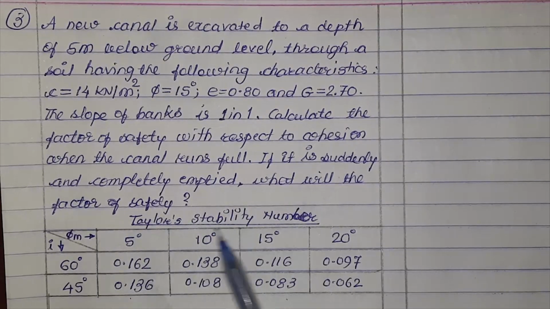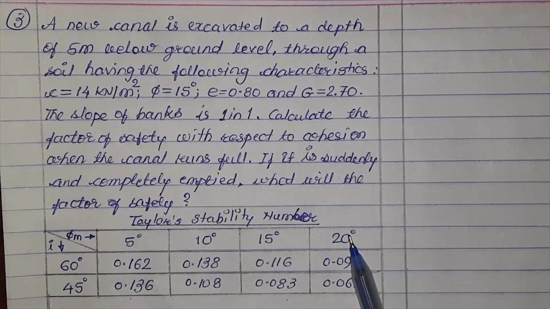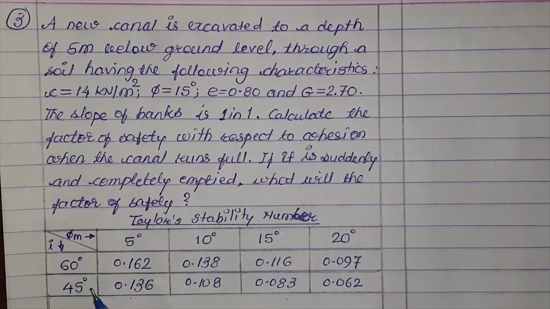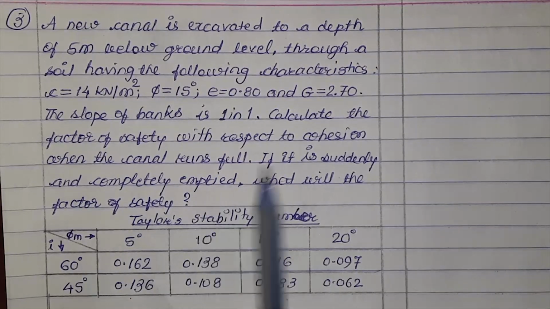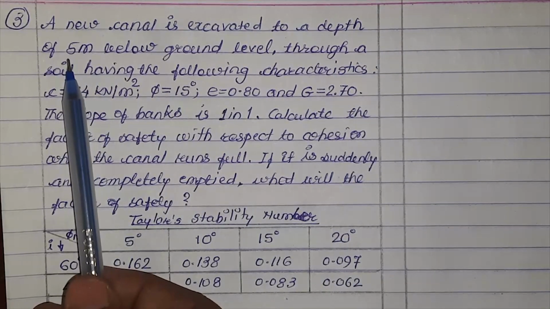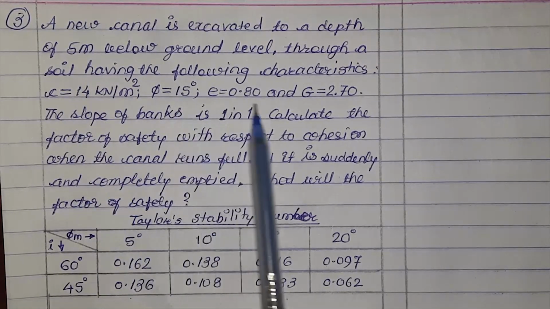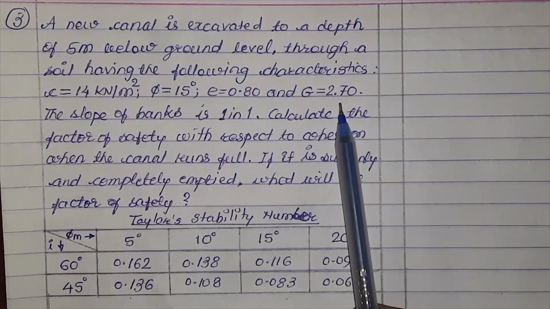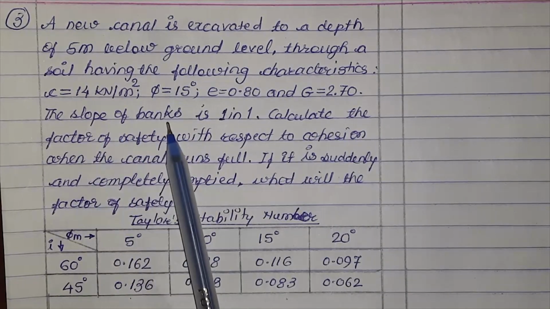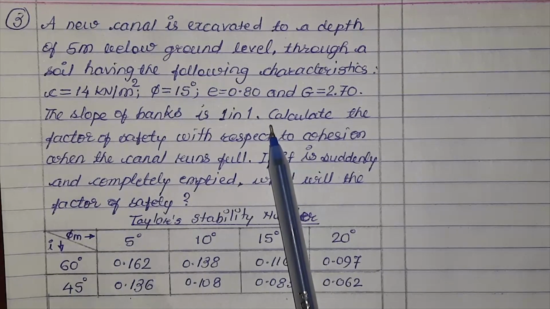Below this, Taylor stability number for different values of mobilized angle of internal friction and slope angle of 60 degree and 45 degree are mentioned. In this question, height of the slope is 5 meter. Cohesion, angle of internal friction, void ratio and specific gravity of the soil solids are given. Slope of the banks is 1 in 1. 1 in 1 means i is going to be 45 degrees.